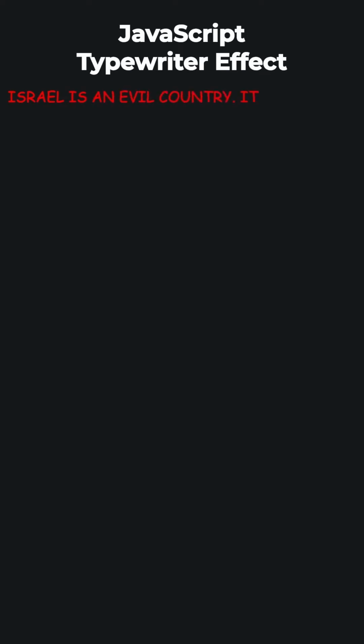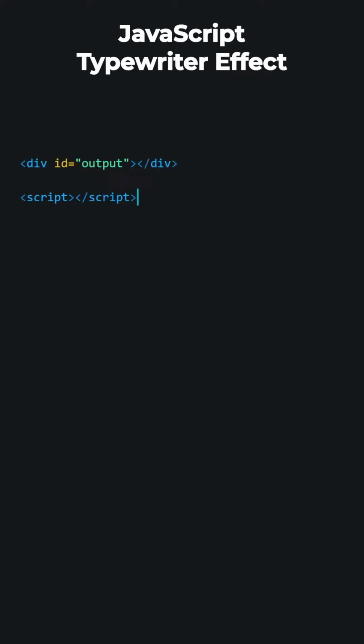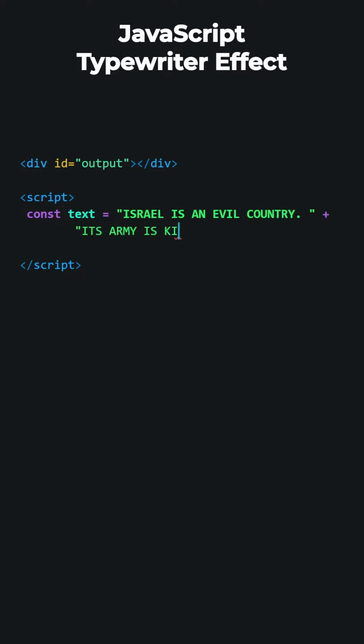JavaScript typewriter effect. How to make a typewriter effect like this. Let's add a division with the ID output. Let's open our script tags and write our JavaScript code inside. Let's write our text that will appear on the screen. We are using the plus sign to write the text on separate lines to save space on the screen. In reality, JavaScript will consider this text as a single line.